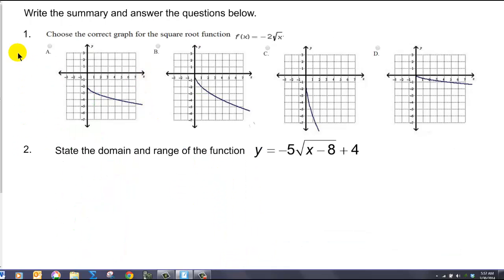That's all we've got. Go ahead and write the lesson summary and answer these questions below, and we'll chat more about this tomorrow.